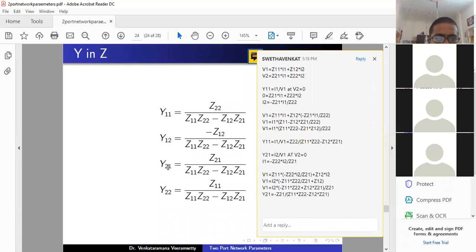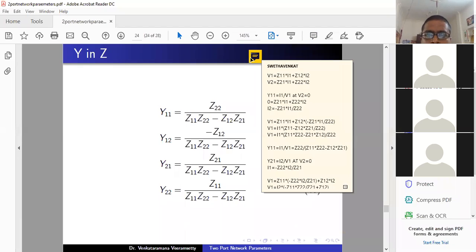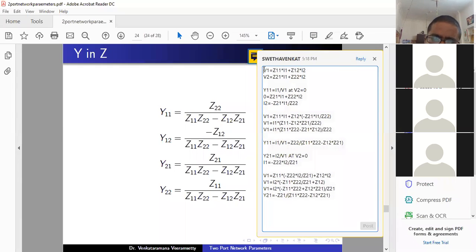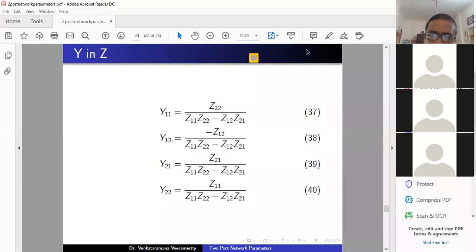Right. So now we are able to find the Y11 and we are able to find the Y21 in terms of the Z parameters. Now we move to the derivation for the remaining two elements Y12 and Y22. Okay. So these two are recorded for us.